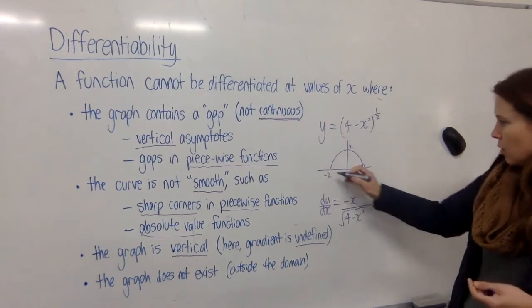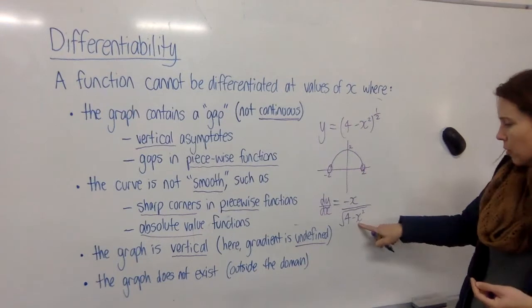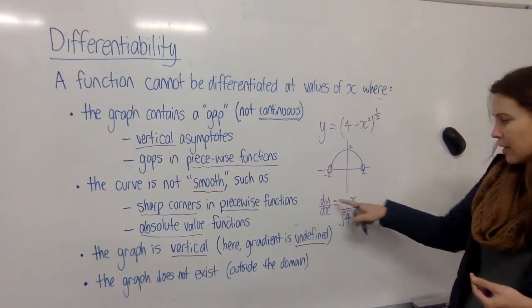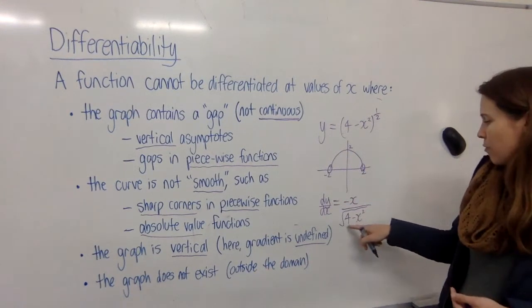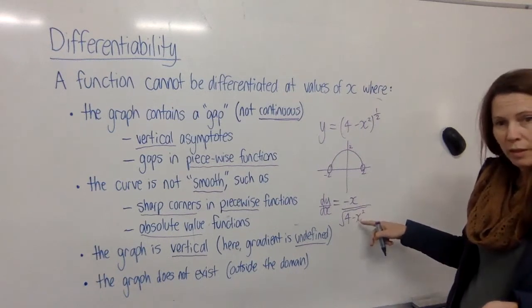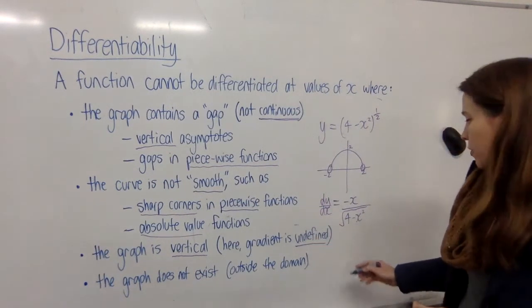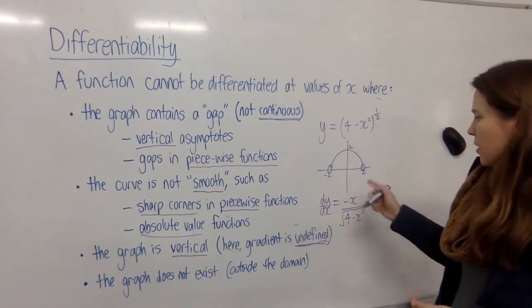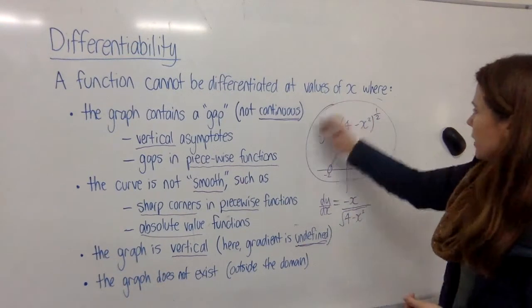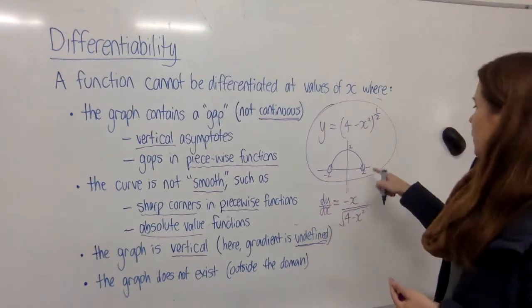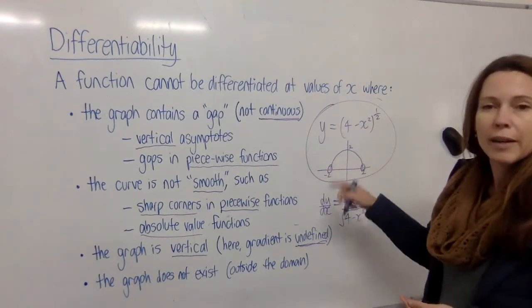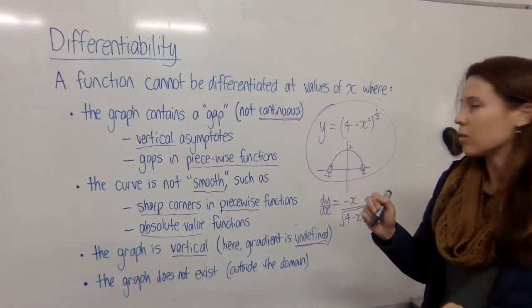Why not? Well, when x is 2 or minus 2, on the bottom of this fraction here that tells us what the gradient will be, we have 4 minus 4, which is 0. And as soon as we've got 0 on the bottom of a fraction, we know that we've got a gradient that's undefined. So that means that this graph is only differentiable when x is between 2 and negative 2, but not equal to 2 or negative 2.